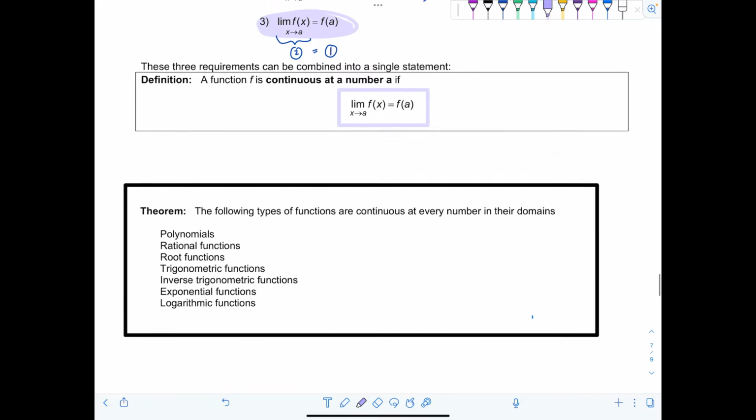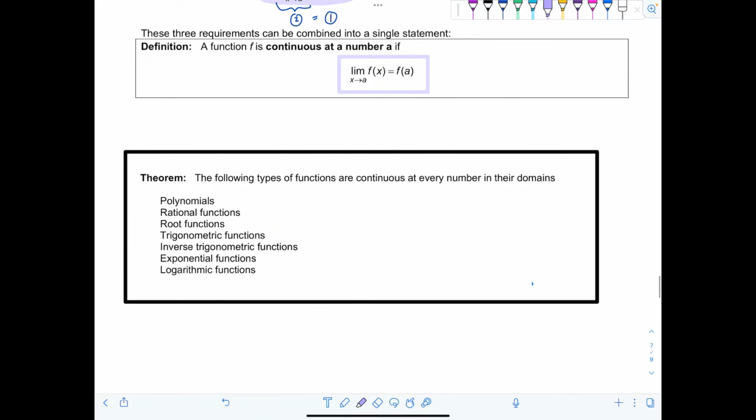What I'm trying to get at is there's a very crucial theorem that tells us all of these functions are continuous at every single number in their domain, and you're going to utilize this a bunch. So polynomials are continuous on their domain. Their domain is all real numbers, so that means polynomials are continuous on all real numbers. Rational functions are continuous on their domains. Root functions, like square root functions, cube root functions, trig functions, inverse trig functions, exponential functions, logarithmic functions. So you might be saying, that sounds like every single function out there. It's not, but it's quite a few of them.